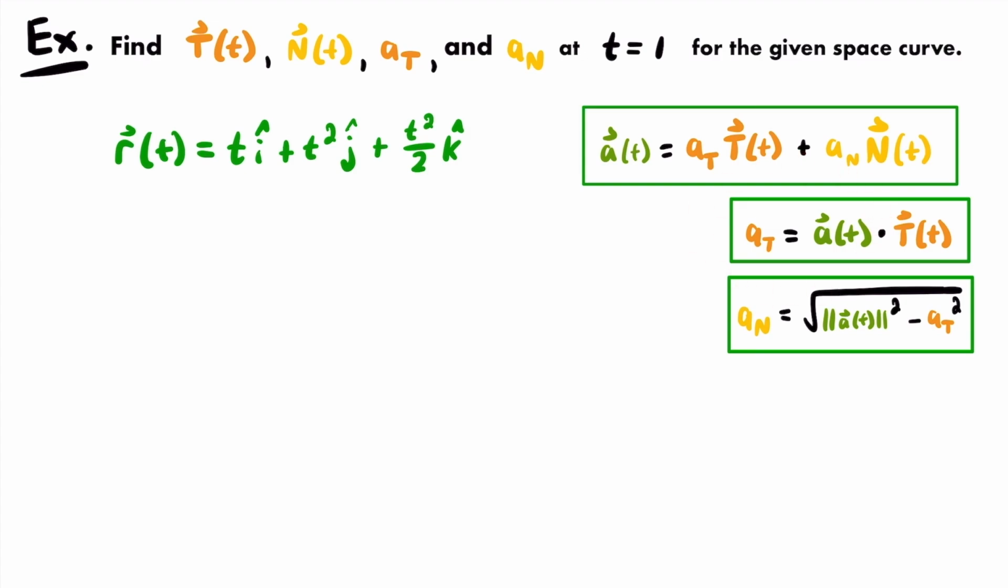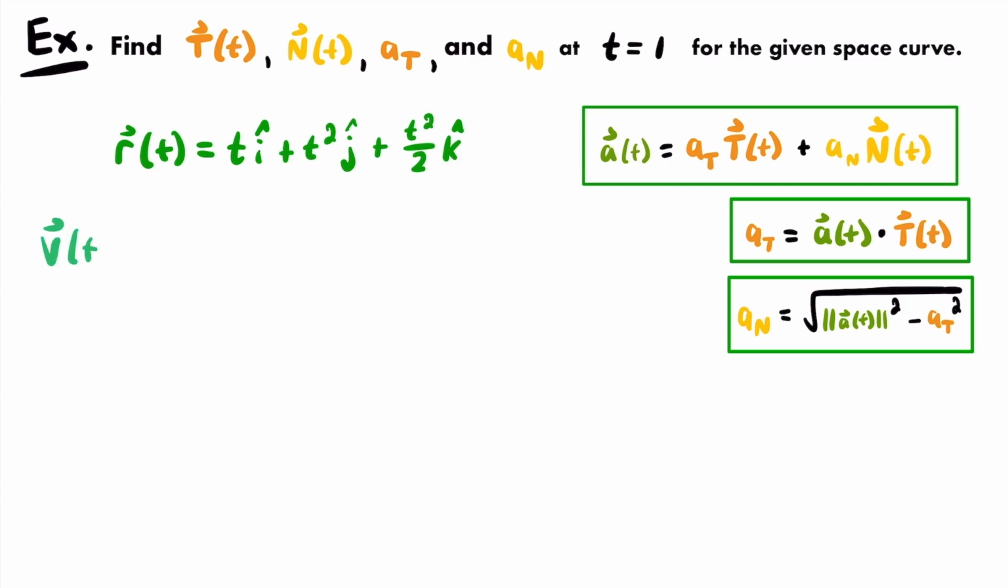But to get started here, I want to begin by finding the unit tangent vector at t equals 1. Remember, we don't have to find anything in terms of t here. We want to find these four things at a specific value of t equals 1. And so let's find the unit tangent vector at t equals 1. To start, we need to find the velocity vector, or the derivative of the position vector.